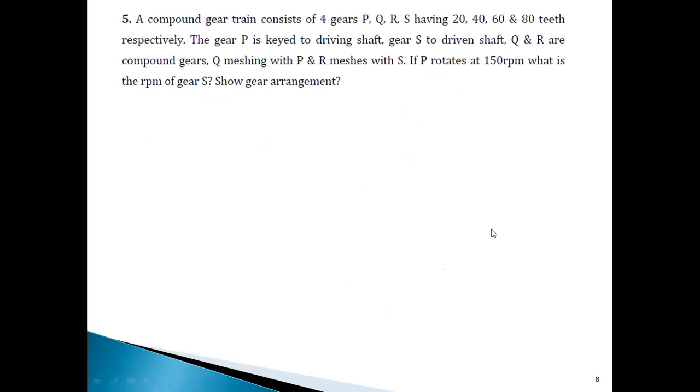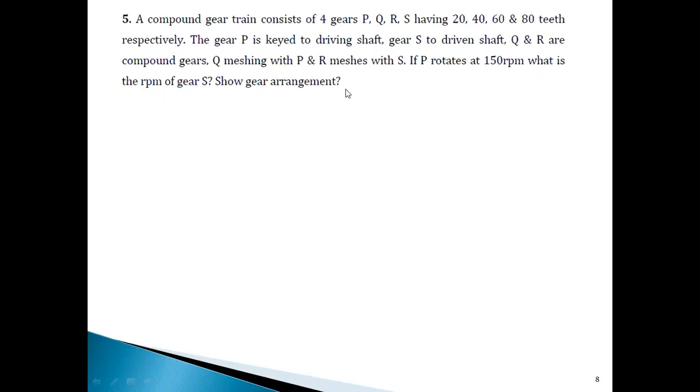Next question. So the next question is there is a compound gear train. It has 4 gears. The names of the 4 gears are P, Q, R, S, having 20, 40, 60 and 80 teeth respectively. The gear P is keyed to the driving shaft, which means gear P is our driver gear. Gear S is on the driven shaft. Q and R are compound gears. Q meshes with P and R meshes with S. If P rotates at 150 RPM, what is the RPM of gear S?